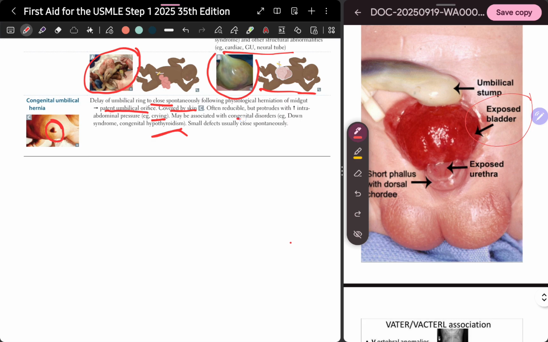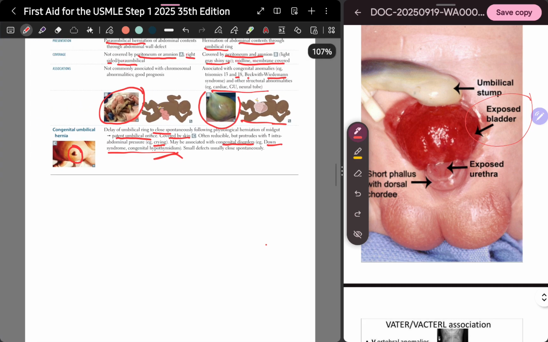It may be associated with congenital disorders, Down syndrome, and congenital hypothyroidism. Small defects usually close spontaneously. So the small defects are going to close spontaneously, but the big defects always require surgical intervention.